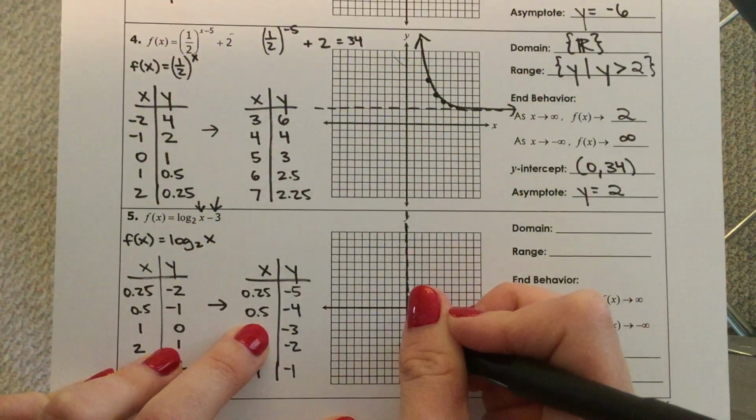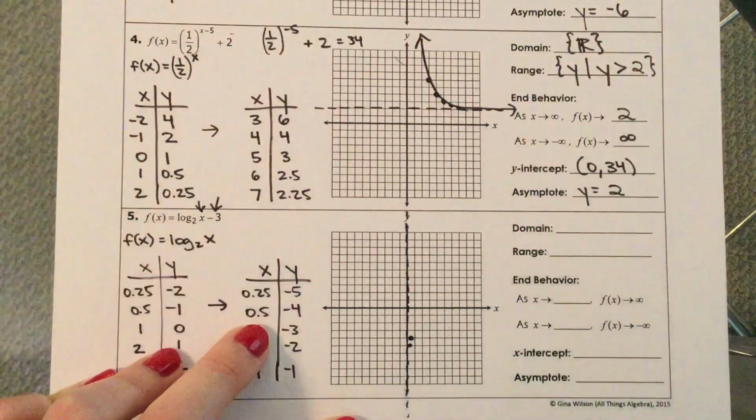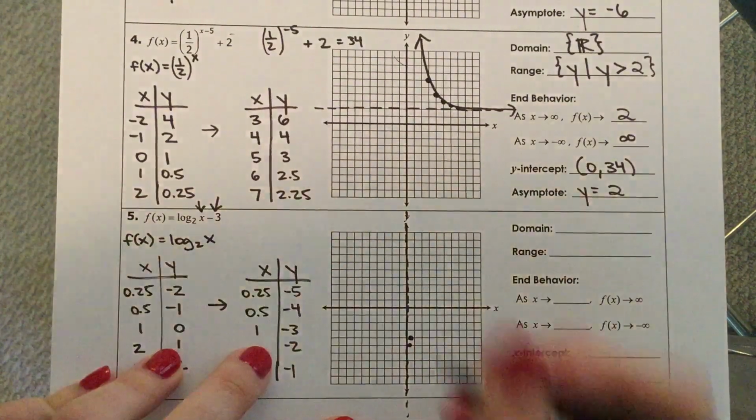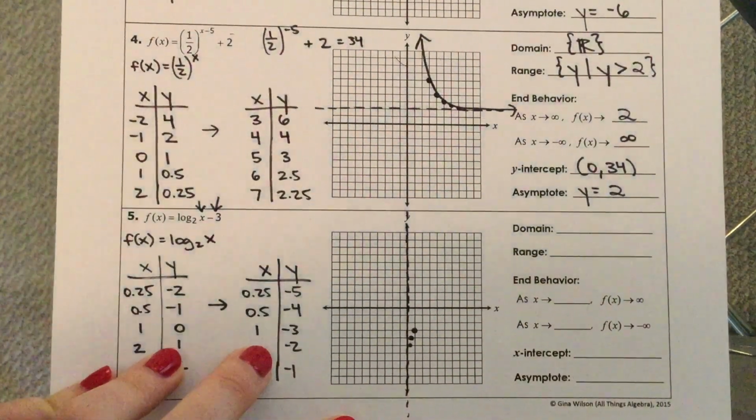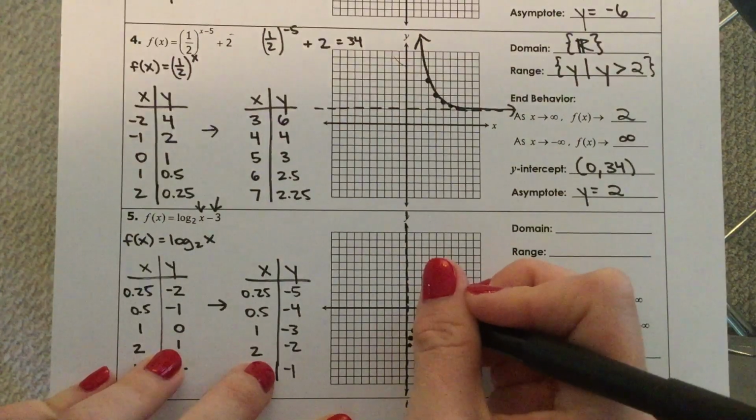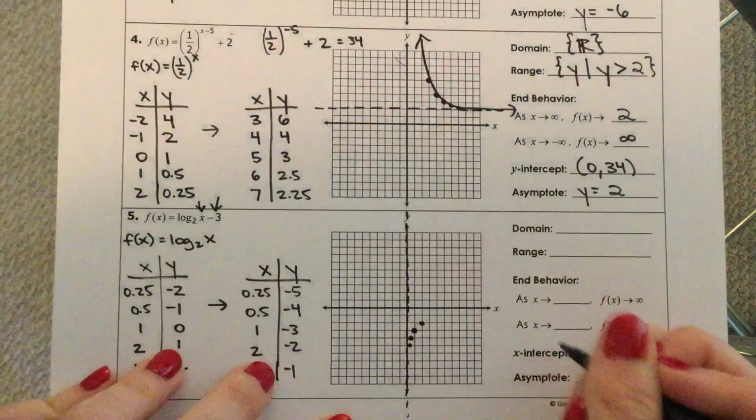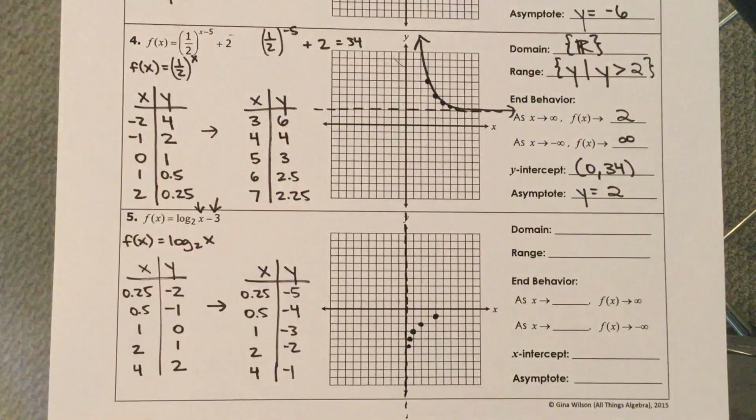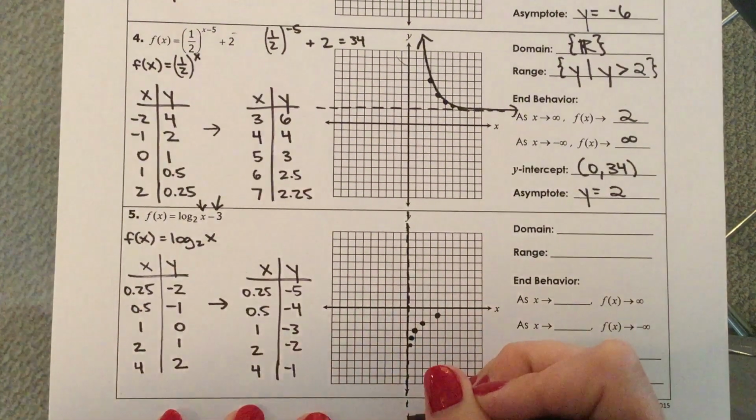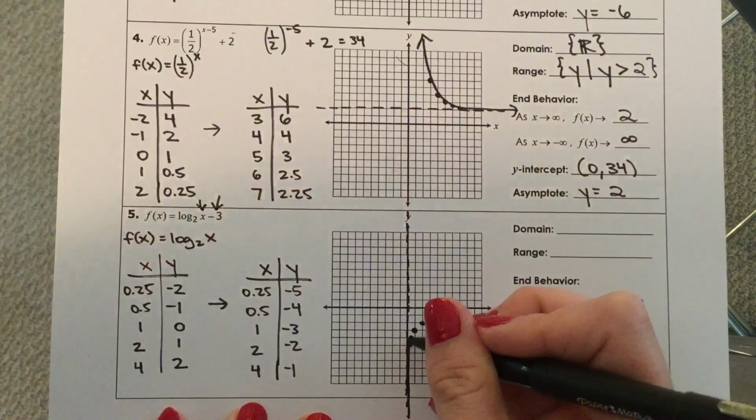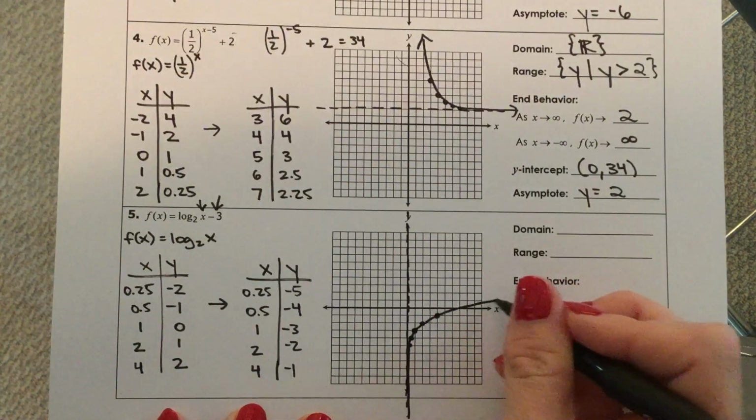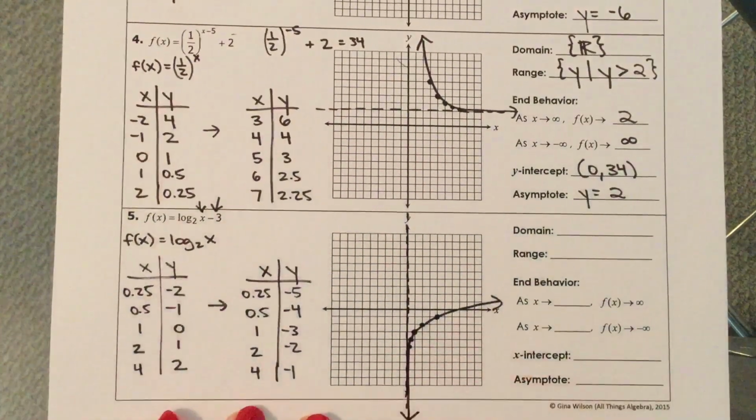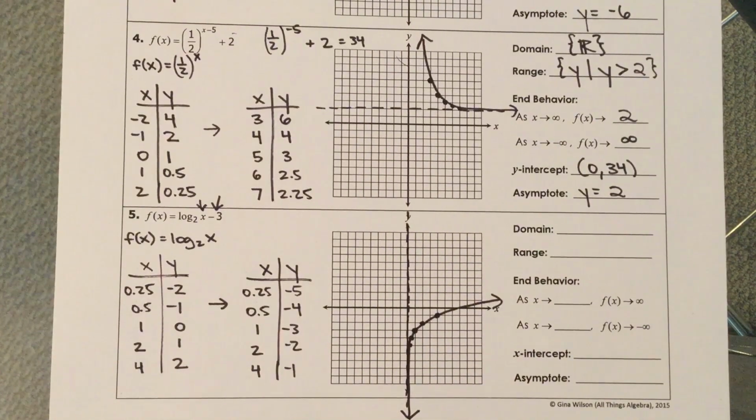0.5 is down at -4, so it'll be right around there, just a little farther to the right. 1 is at -3, 2 is at -2, and 4 is at -1. Okay, so you can use this dotted line, just glide right along it till you hit these points, and then it starts this very slow growth off to the right, like that. So that's our logarithmic graph.